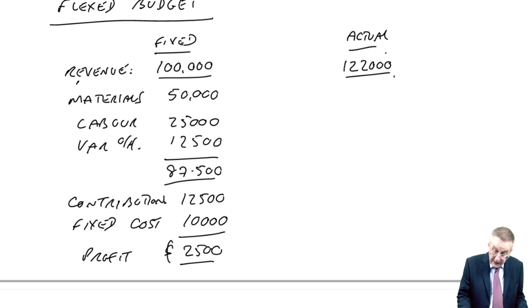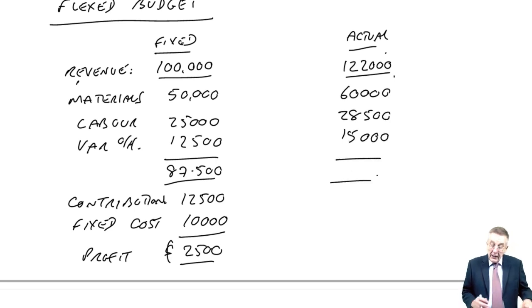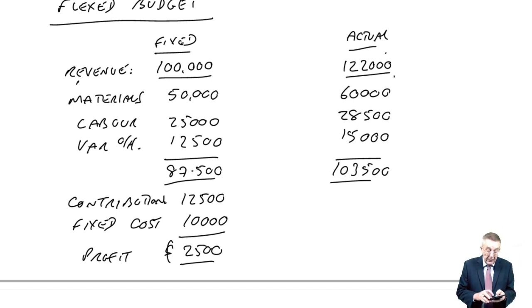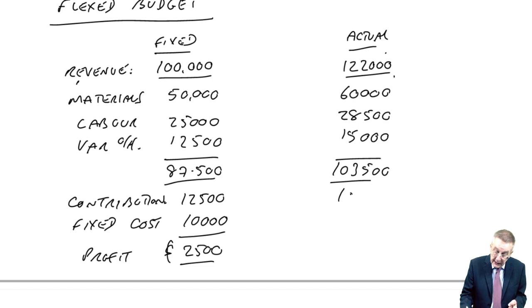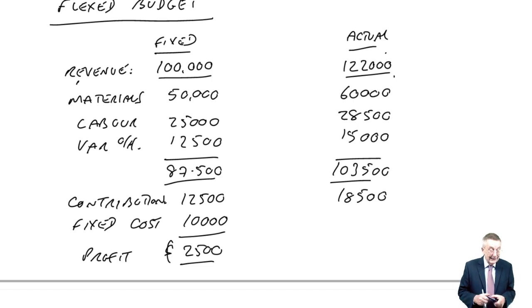Our materials, actuals was 60, labour 28.5, variable 15. So the total variable costs 103,500, giving a contribution of 18,500. Have I done it right? 88,900. Yes, I have. And of course there were fixed overheads of 11,000.